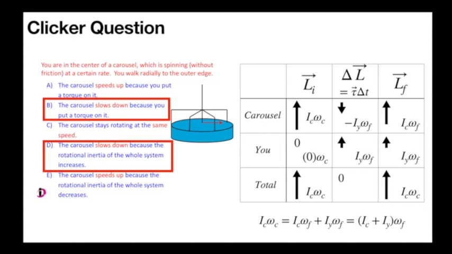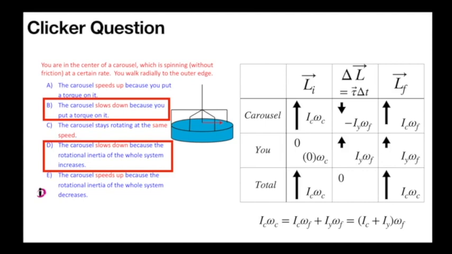Well, we gain an r vector. We are now some distance away from the center of the carousel. And so our moment of inertia, or rotational inertia, goes from 0 to whatever this new moment of inertia is, m times r squared, depending on how far we walked out. So we gain some angular momentum, right? We go from 0 to having some final angular momentum. And if we gain angular momentum and the total change is 0, we know the carousel has to lose that exact amount that we gained.